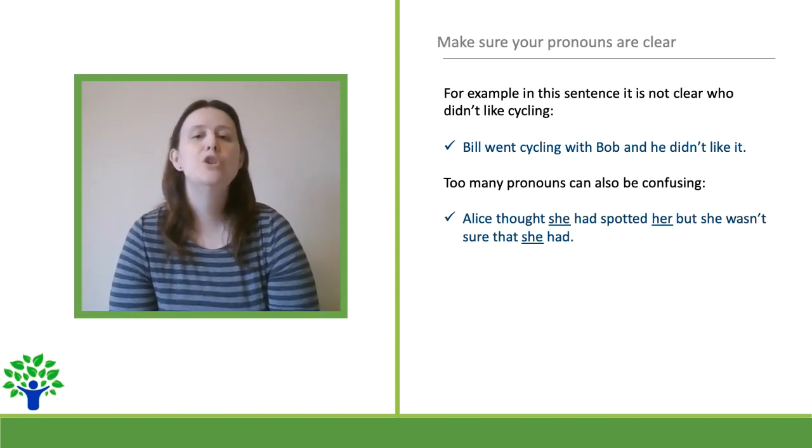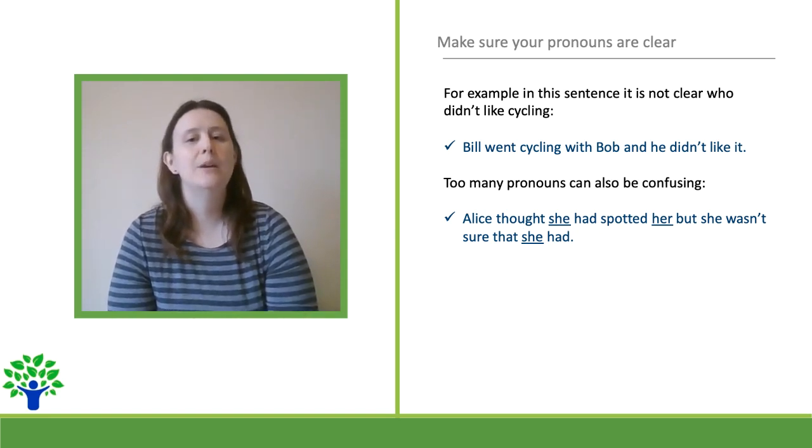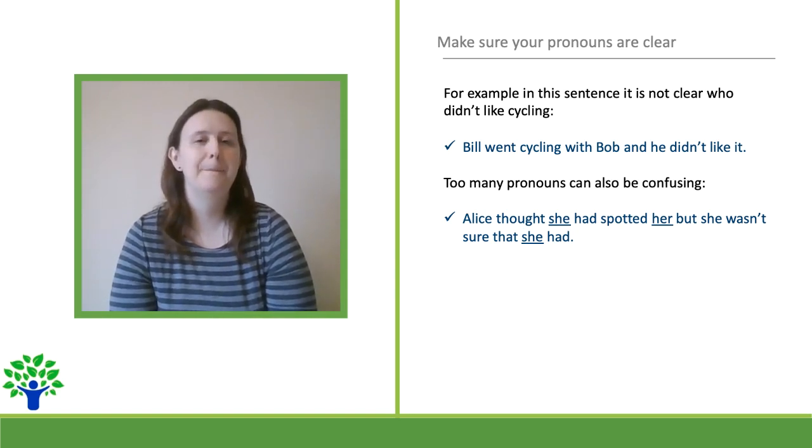In your writing, do make sure that your pronouns are clear. So for example, in this sentence, it is not clear who didn't like cycling. Bill went cycling with Bob and he didn't like it. So we don't know if Bill or Bob didn't like it.